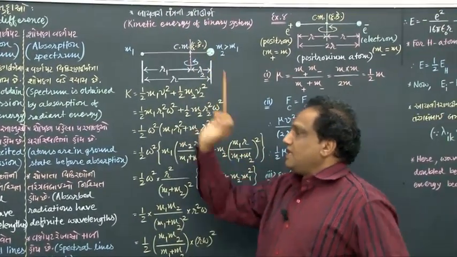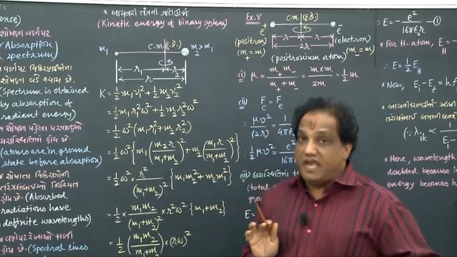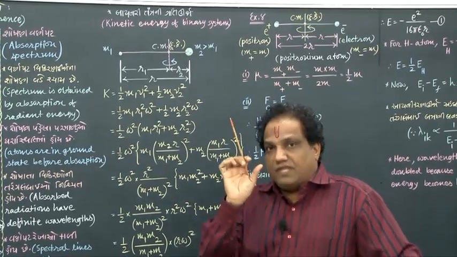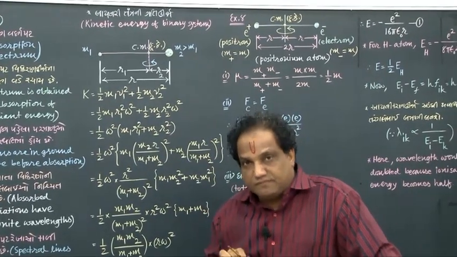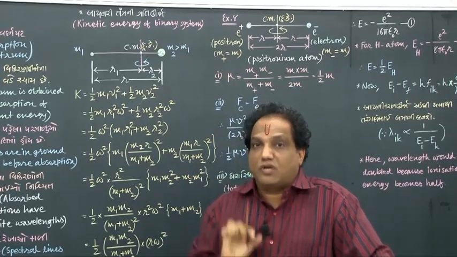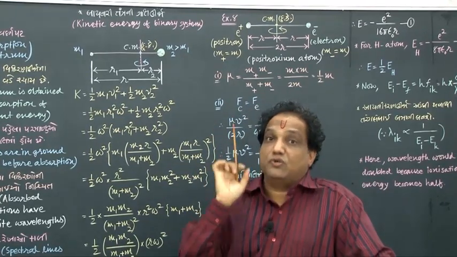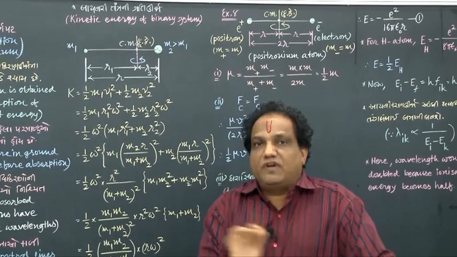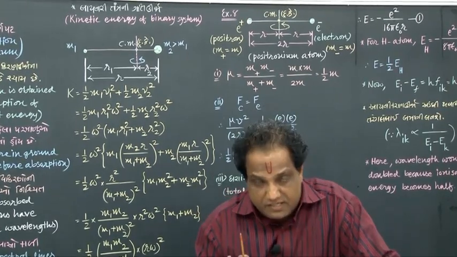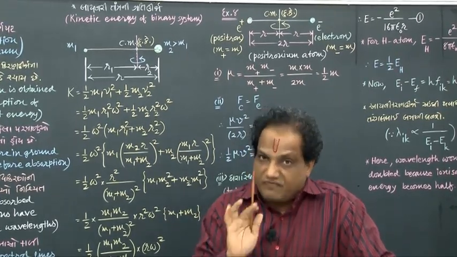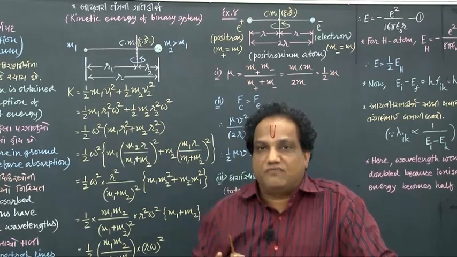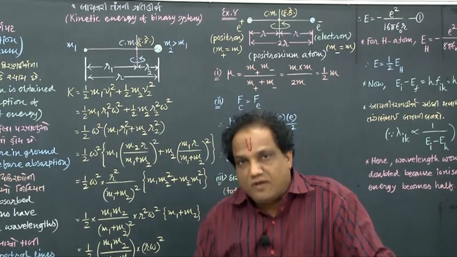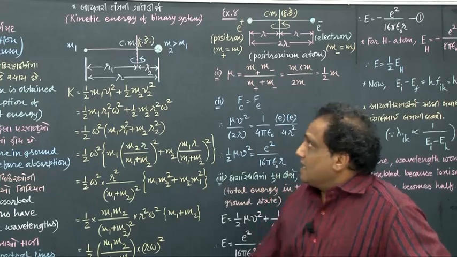Now, in illustration number 8 in the textbook, they have used one formula. They have used one new physical quantity called reduced mass, but nowhere have they explained anything about that. So let me make it clear first, and then we will proceed to that numerical.